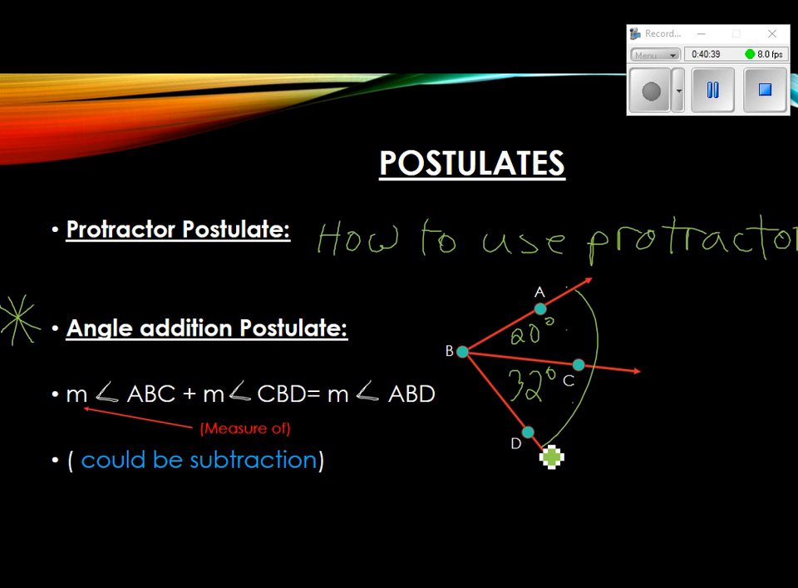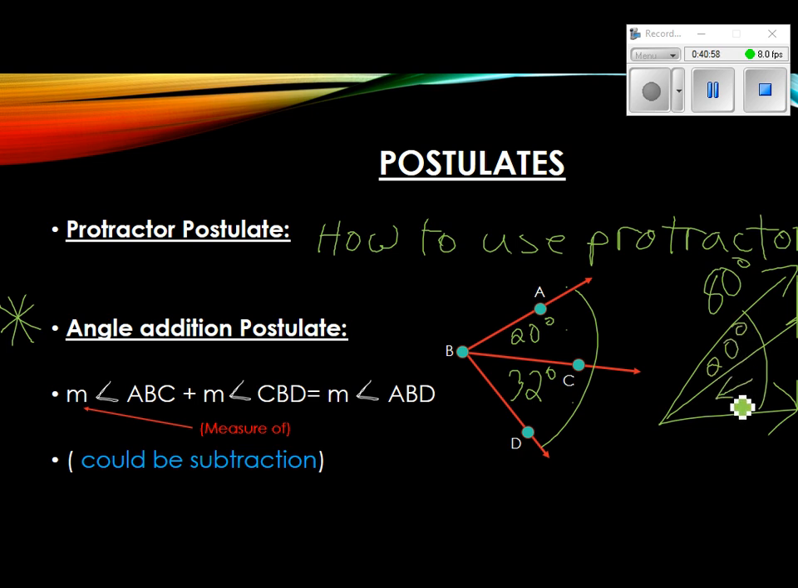It could also be the angle subtraction postulate. If I drew this, and I told you the whole angle was 80 degrees, the whole angle is 80 degrees, and this part right here is 20 degrees, what could you tell me about this part of the angle? It'd be 60. It's got to be 60. So there you're using subtraction instead of addition. That all makes sense? Easy stuff, right? Learned all this last year.